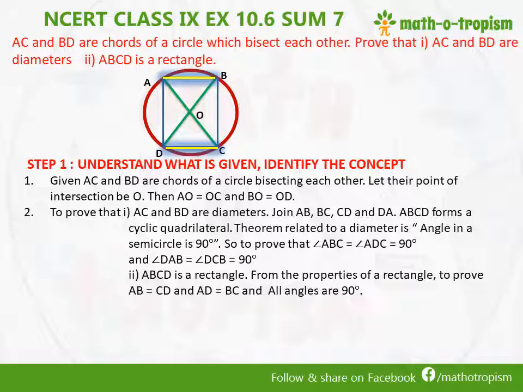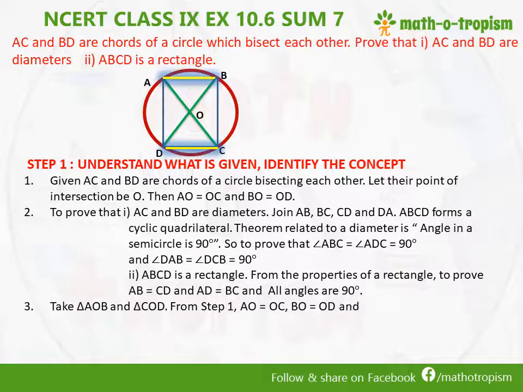So we will be considering the opposite sides AB and CD first. When we are considering AB and CD, we can see that both are part of two triangles AOB and ODC, and if we can prove that these are congruent, we can show that the sides are also equal. So we'll take triangle AOB and triangle COD. We know from step 1 that AO is equal to OC, BO is equal to OD and angle AOB is equal to angle COD, vertically opposite angles.